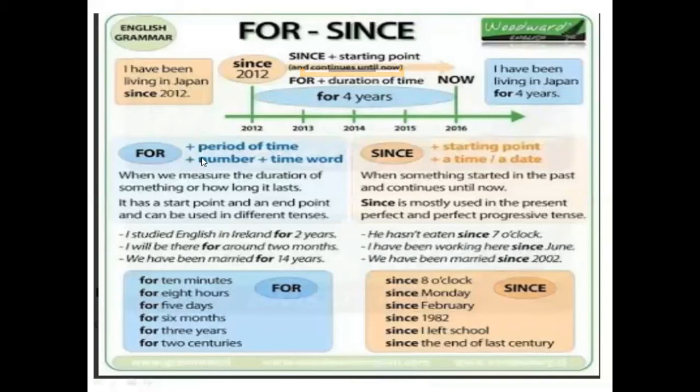Now, "for" is used for a period of time, just to mention the number and the time word. For example, for 10 minutes, for 8 hours, for 5 days, for 6 months, for 3 years, and for 2 centuries.